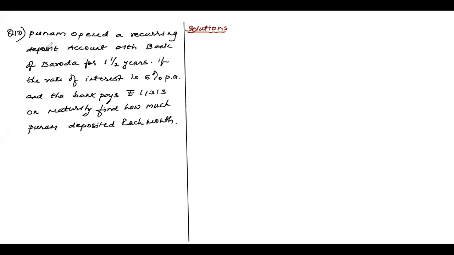You can see, children, it's the same. Question number 10 is just like your question number 9. Poonam opened a recurring deposit account with the Bank of Baroda for 1.5 years. That means N is given. N is 1.5 years, which in terms of months is 18 months, okay? The rate of interest R is 6%, children, and the bank pays rupees 11,313 on maturity.